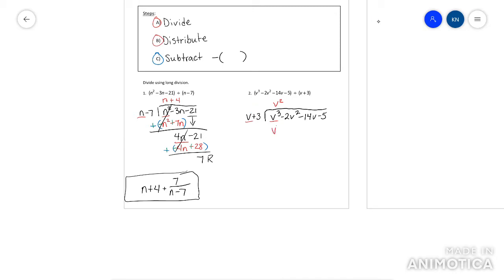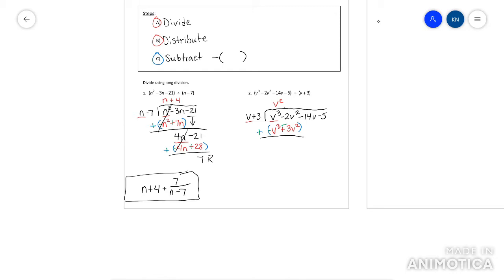So that's going to make v cubed and plus 3v squared. Now comes the subtract part. You have to minus this entire thing. You can distribute that if you want, as long as you change these signs.